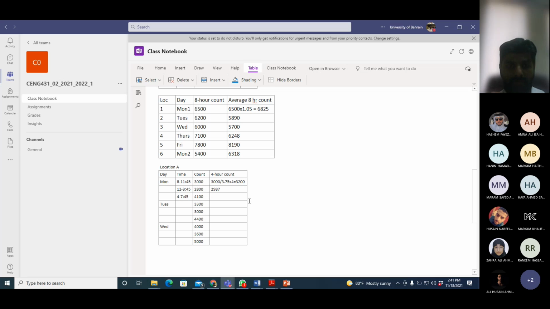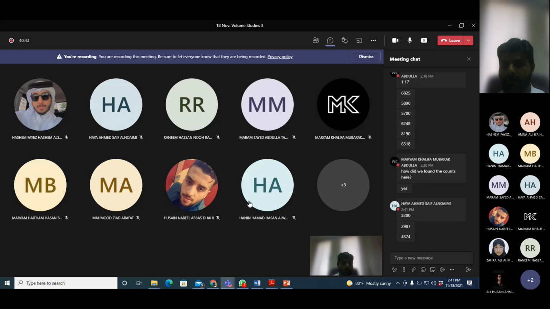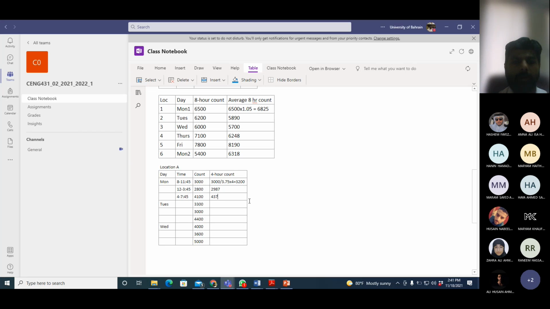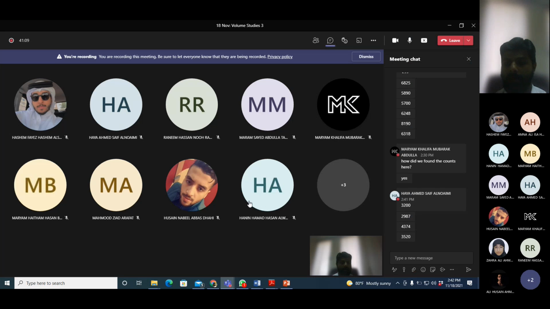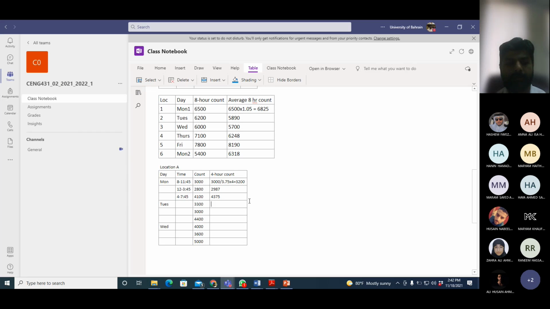And this 3.75 and 4 are only for this example. Because I'm asking to calculate for 4 hours and the data is given for 3.75 hours. If the data was given for 2 hours and I'm asking for 4 hours, it will be divide by 2, multiply by 4. If the data is given for 3.75 hours and I'm asking you to calculate for 5 hours, divide by 3.75, multiply by 5. So you need to be aware of what is happening. The values will not remain fixed.